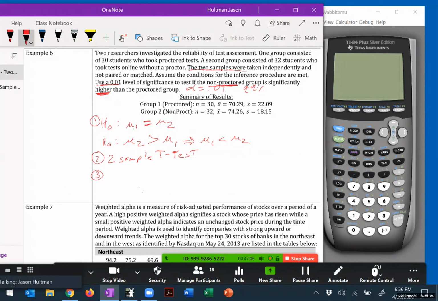Number 3, are all of the conditions for inference met? Yes, all the conditions are met. So I'm just going to say met. Okay, what about number 4? Number 4 is to compute the t-statistic and the p-value. We're going to let the calculator do that because it would be a nightmare trying to do that computation by hand.